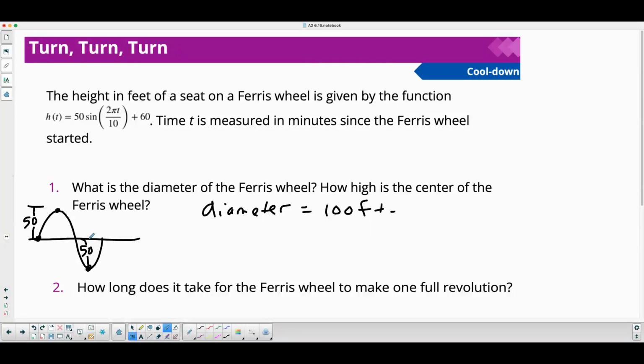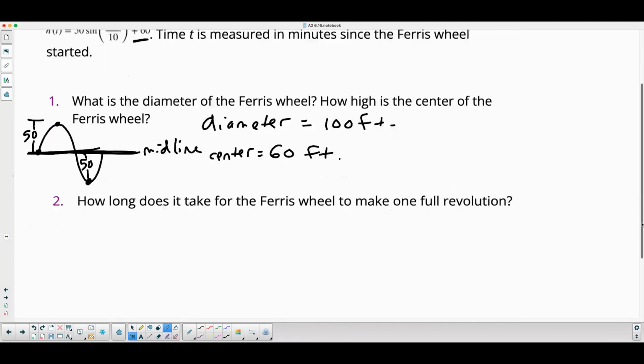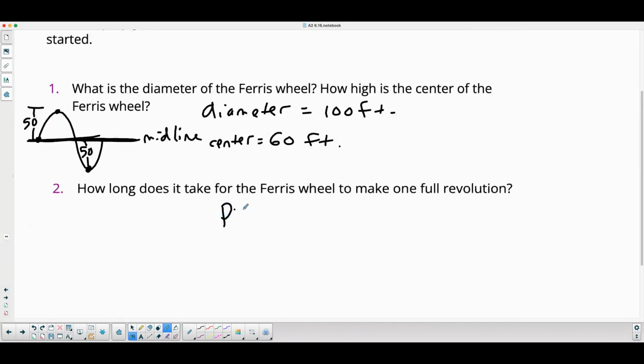How high is the center of the Ferris wheel? So the center is going to be right here. That's my midline. My midline is 60. So 60 feet for the center. How long does it take for the Ferris wheel to make one full revolution? So we need our period length.